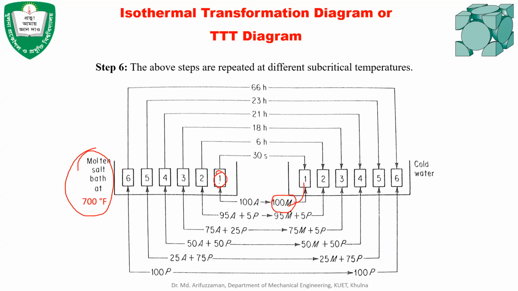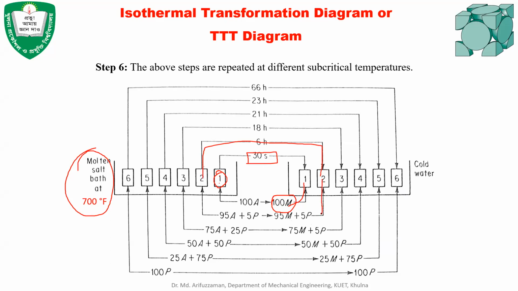If there is 100% martensite in the microstructure, that indicates that all the austenite has been transformed into martensite. That means austenite did not produce any other product. That means within 30 seconds, no transformation has occurred. Okay. If you see 100% martensite, that means there is no transformation for 30 seconds. After 6 hours, you take the second sample out and quench it in the cold water.